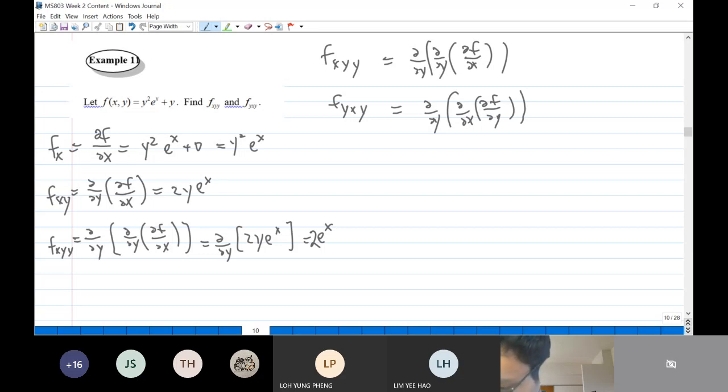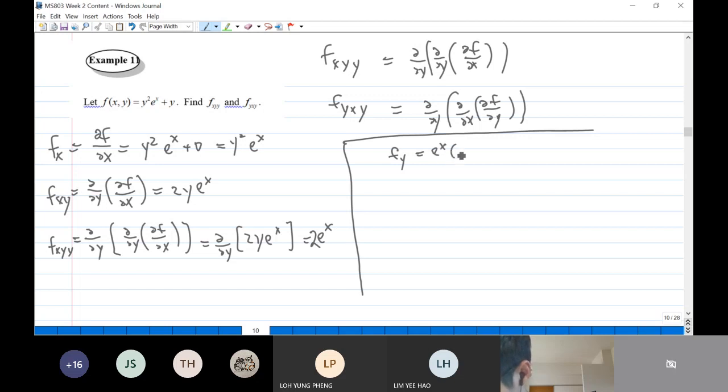Okay, now we're going to compare the answer. So next one, I'm going to use short form here. First, fy. Differentiate f with respect to y now. This one is slightly harder. Your x is constant, so you get e^x times 2y, then plus 1. Your e^x is constant, differentiate y squared, get 2y. Differentiate y, get 1. So this is fy now.